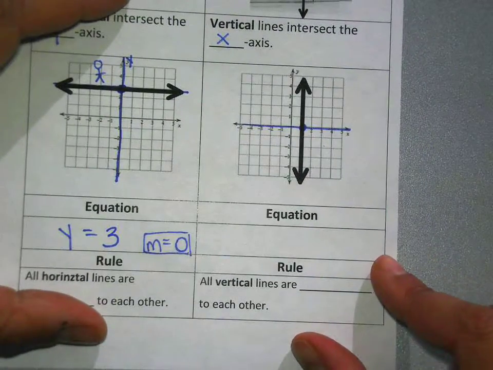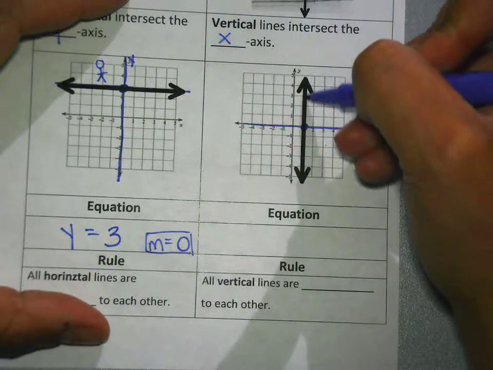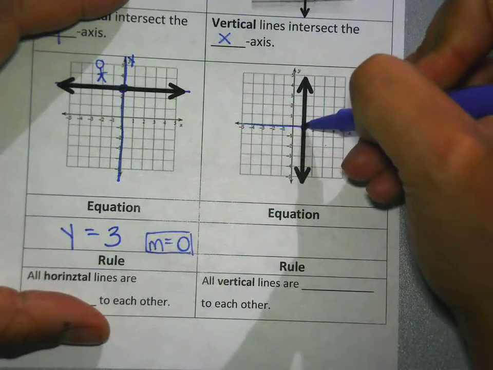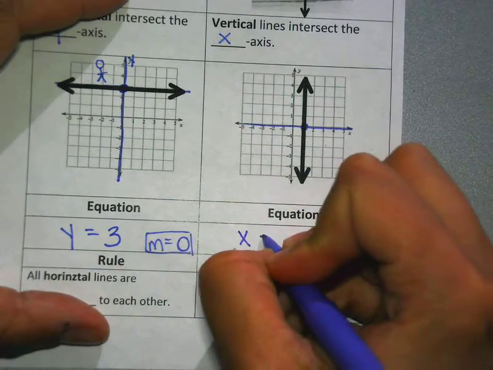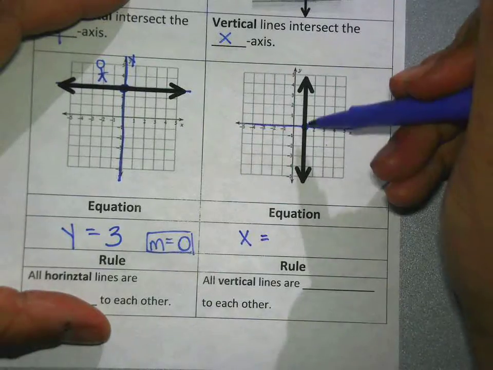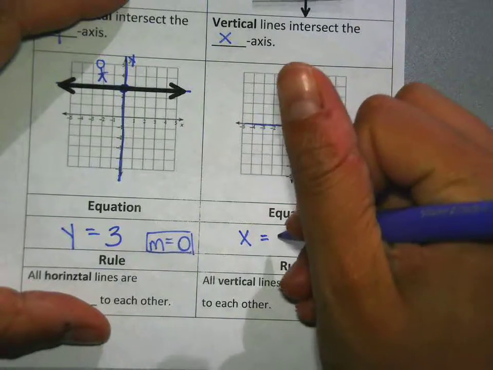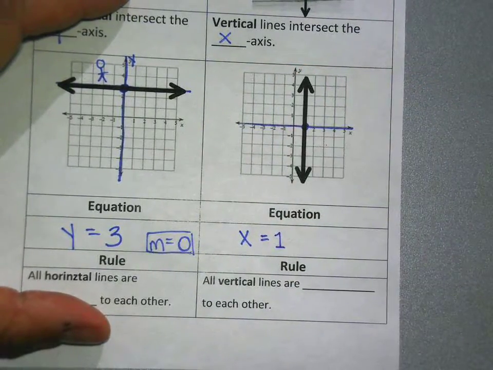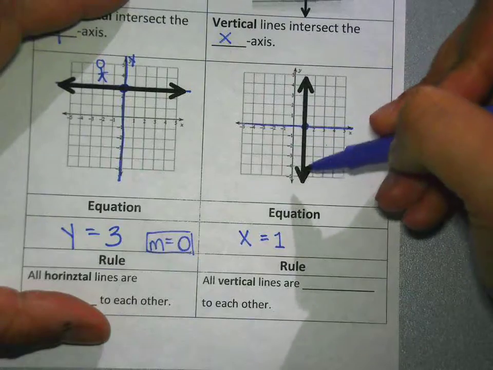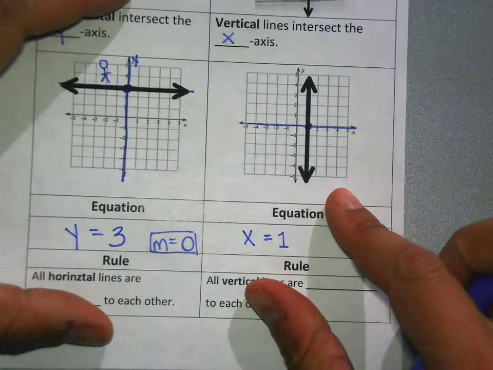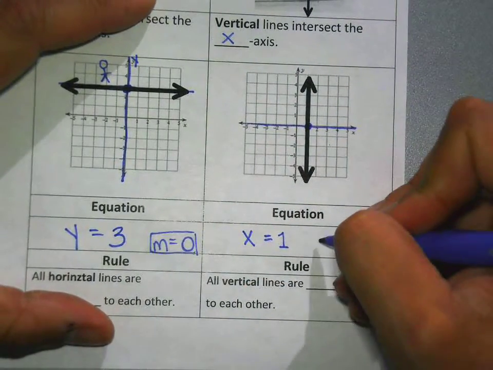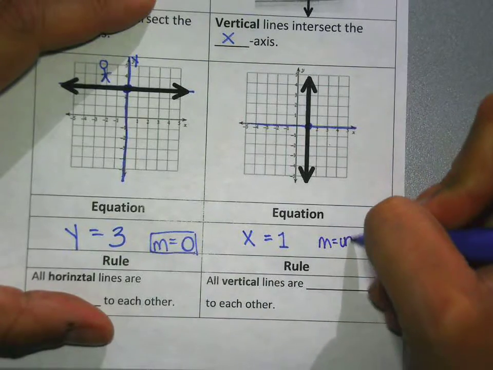Vertical lines, because they always intersect at the x-axis, I will start with x equals, and because this line touches where x equals 1, the equation will be x equals 1. And the slope for this line, because it's impossible for anyone to walk on it, we say that it is undefined.